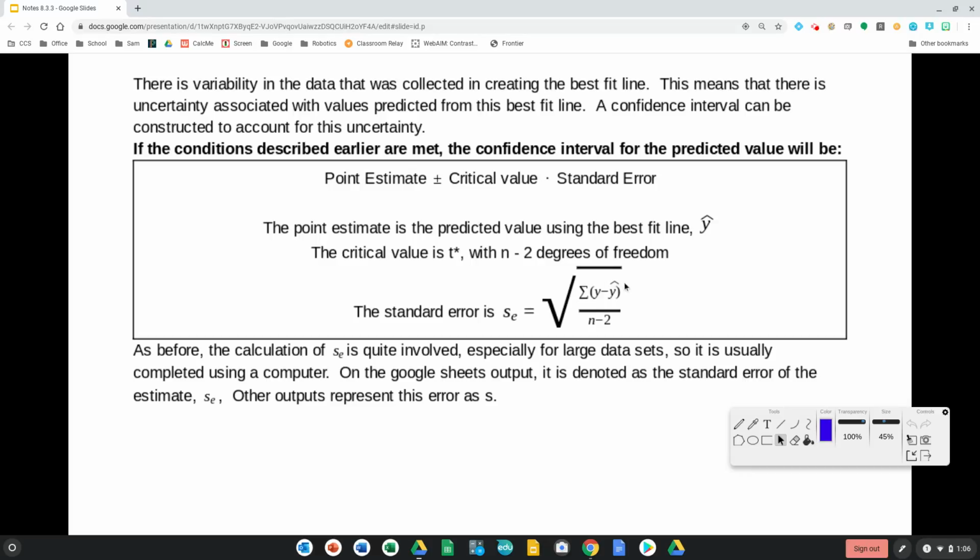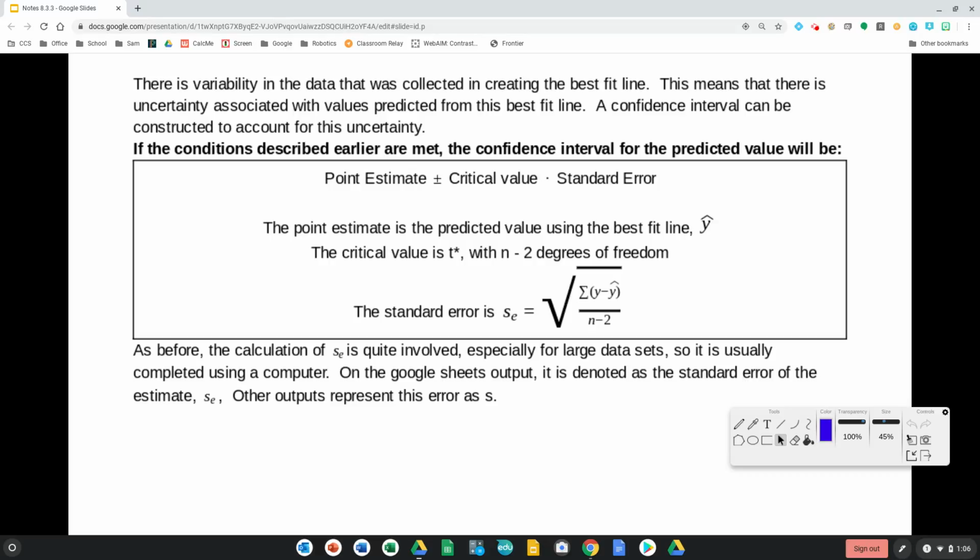Now, there should actually be a square here. Basically, we're going to find the residual values for each y point that we've observed. So y minus y hat for each observed value. We're going to square those and add them up, divide by n minus 2, again from our degrees of freedom, and then take the square root of that. And that will give us the standard error for the estimate.